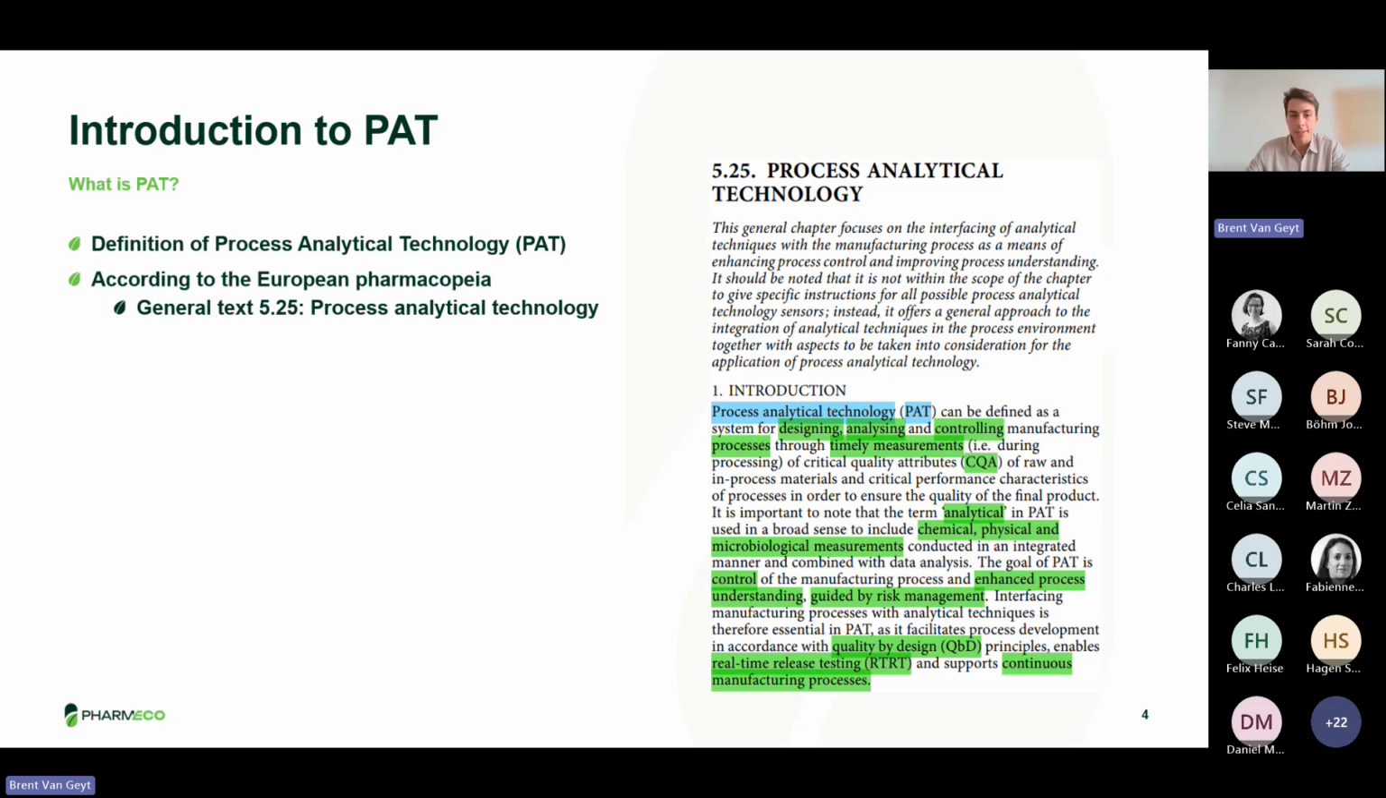So what is the goal of PAT now? The goal of PAT is to control and enhance process understanding, guided by risk management. And then in the end, we have quality by design, real-time release testing, and continuous manufacturing, but more on that later on. So this was a definition according to the Pharmacopoeia.